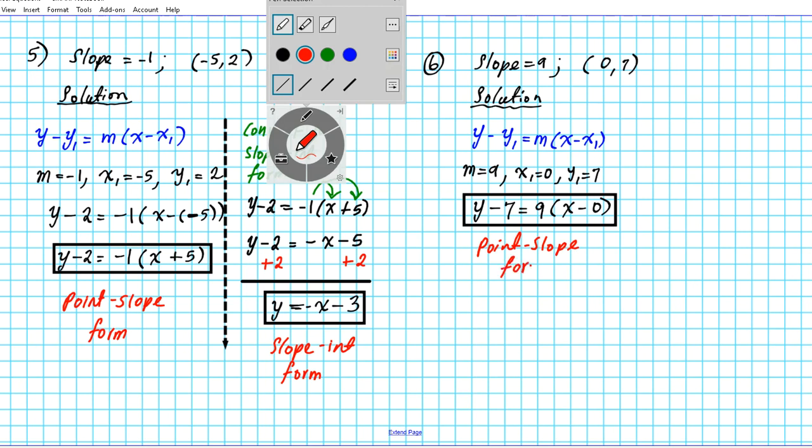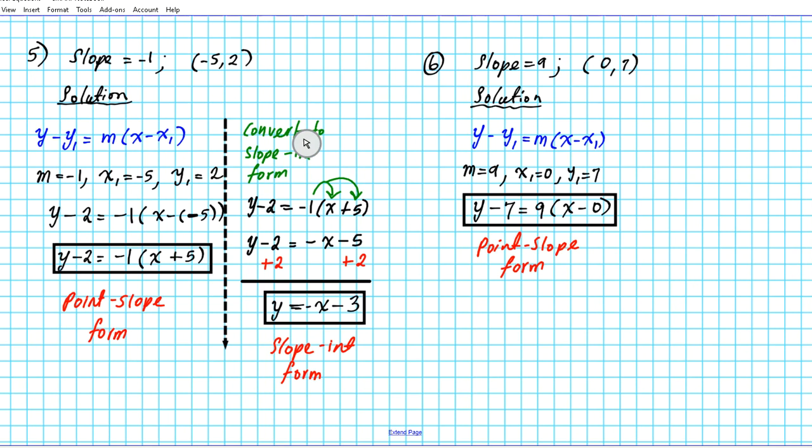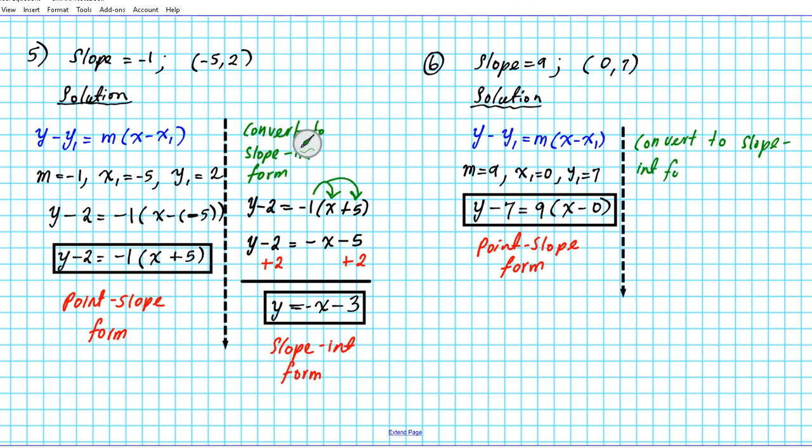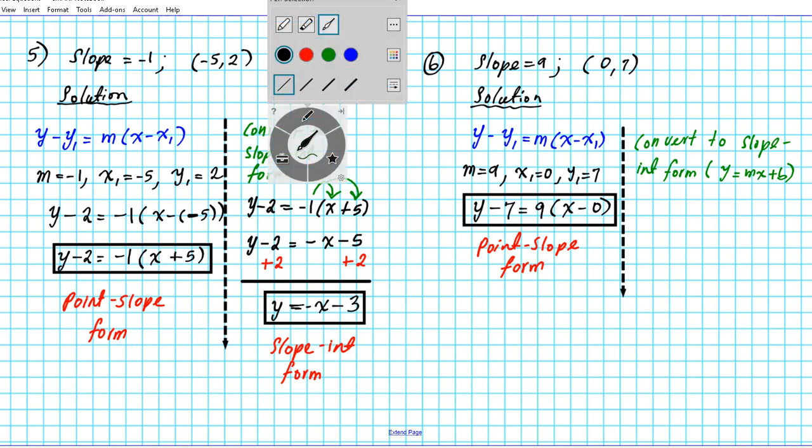We are now ready to write the same equation in slope-intercept form. Now, how do we accomplish that? We accomplish that by converting, right? We convert it to the y equals mx plus b form. So convert to slope-intercept form. Okay? The slope-intercept form is given by y equals mx plus b, and the procedure involves what we've done in previous examples. Simplify and isolate y.